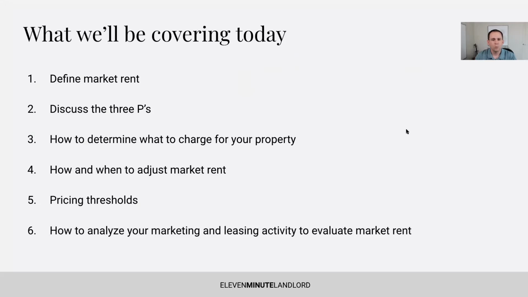Okay, so today what we're going to be covering is the definition of market rent. We're going to discuss the three P's: product, price, and placement. And for placement, for us, that's going to be the location of the property. How to determine what to charge for your rental property, how and when to adjust that market rent, and then using pricing thresholds to determine how much of an adjustment we should actually make. And then finally, we're going to show you how to analyze your marketing and leasing activity to evaluate your market rent and see if an adjustment is actually necessary.